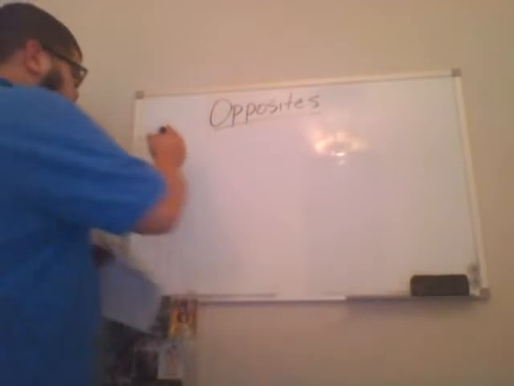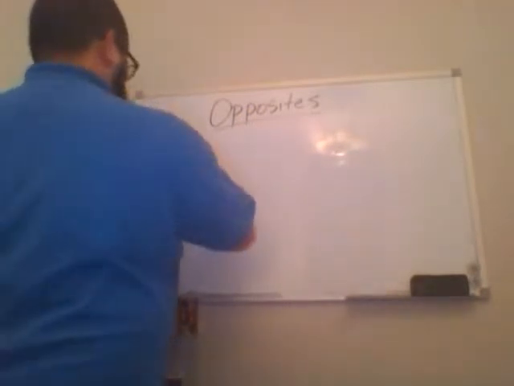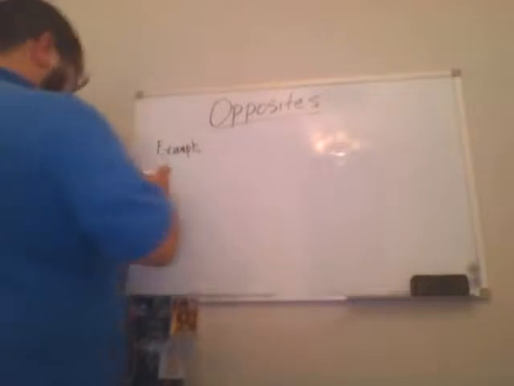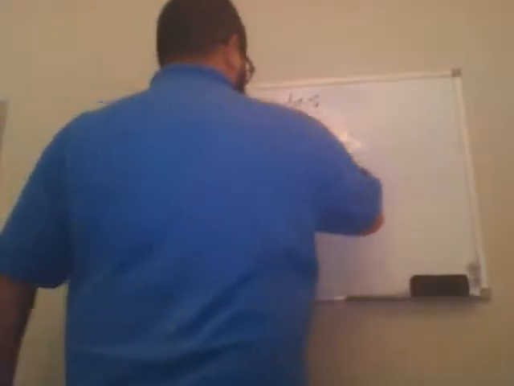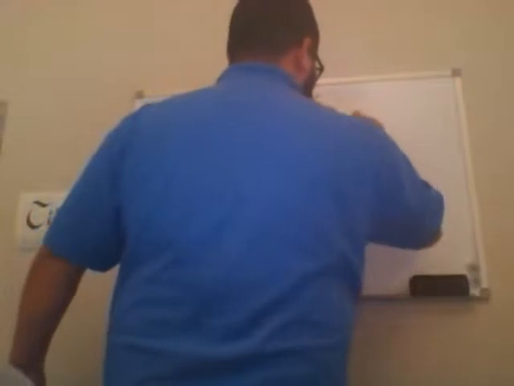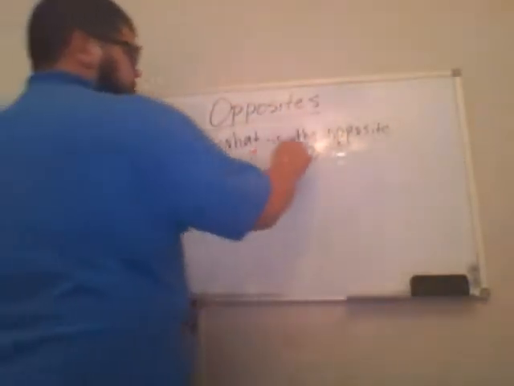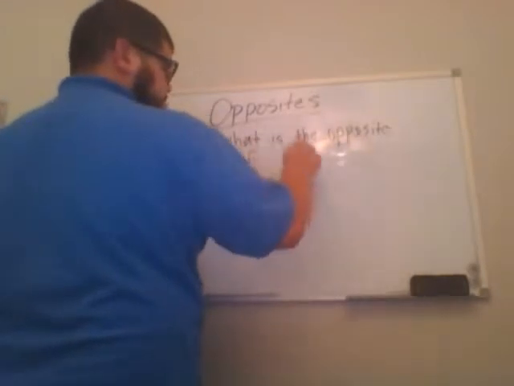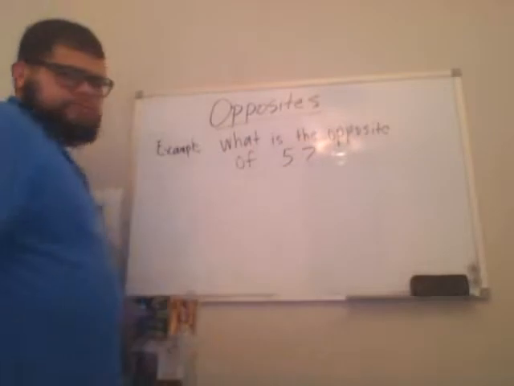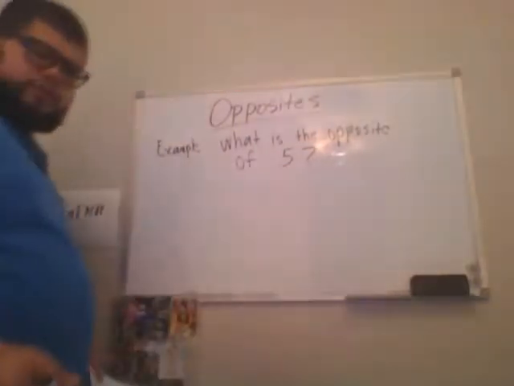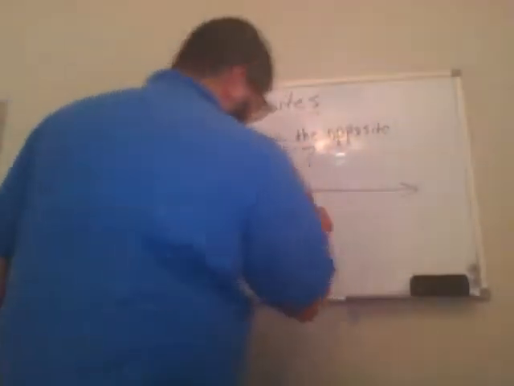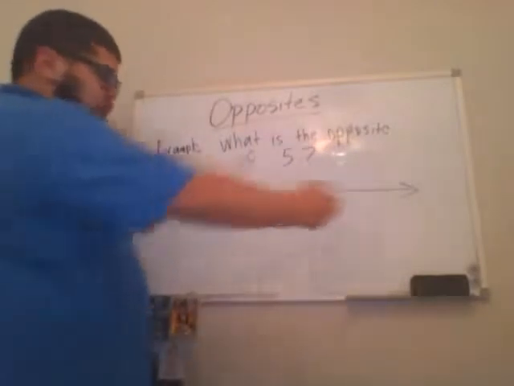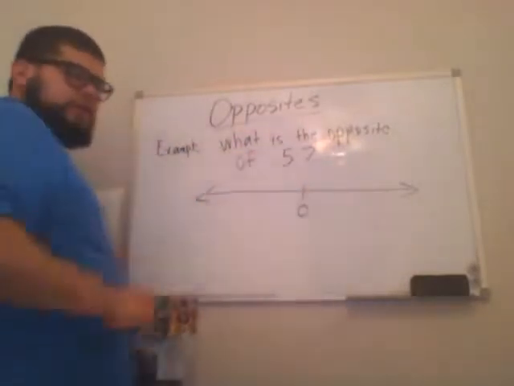Okay, first example. What is the opposite of 5? Okay, what is the opposite of the number 5? So the first thing we're going to do is draw a number line. And we're going to put 0 here in the middle, right? Because when I say the other side, I'm talking about the other side of 0. Okay, the other side of the number line, the other side of 0.